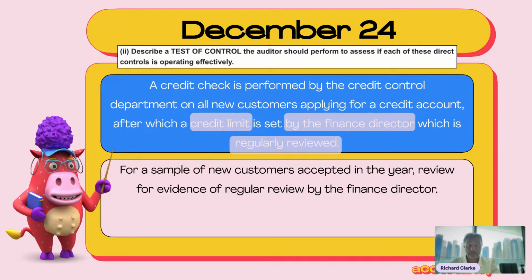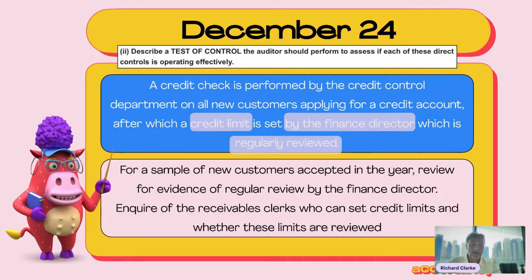Okay, so for a sample of new customers, because we're only talking about new customers here, review for evidence of regular review by the finance director. What else can we say? You know, it's that simple, that straightforward. Okay, but I've said, look, I'm going to look at a sample of new customers and I'm going to look for evidence of regular review by the finance director. Now, I think that's a little bit weak. You know, well, what evidence?